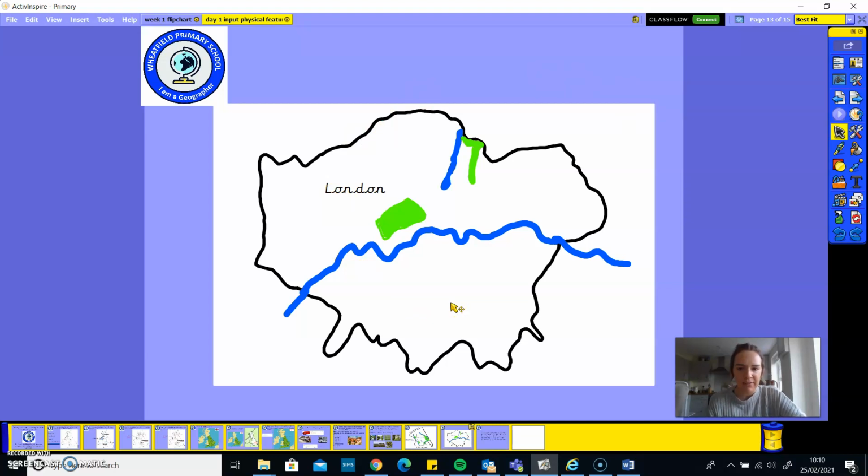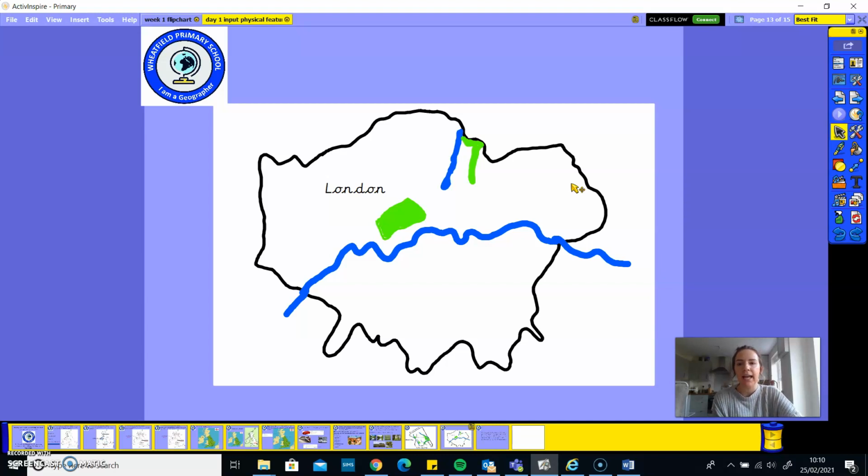What do they not really have in London that we have in Bradley Stoke? What are the grey bits? The hills. So Bradley Stoke is quite hilly. We've got lots of hills, whereas London is quite flat. So it's quite a flat city with not many hills.